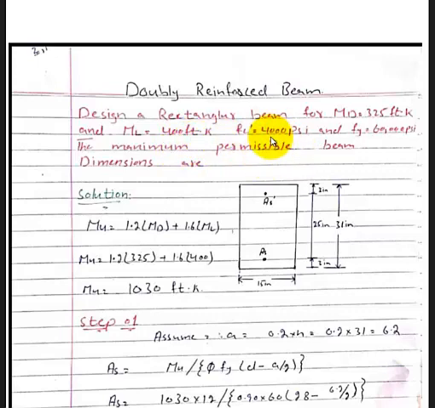FC prime is 4000 psi and Fy is equal to 60,000 psi. The maximum permissible beam dimensions are fixed: the depth of the beam is 31 inches, breadth is 15 inches, D dash is 3 inches, and D is 25 inches.